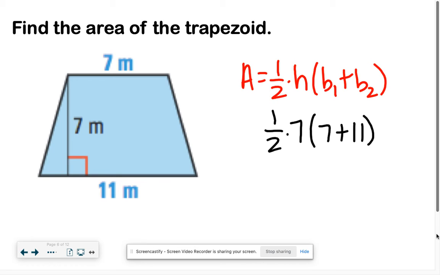I got 63 for this one. Okay, what's half of 7? 3.5. And then 7 plus 11? 18. Okay, well, you guys multiply that out for me.